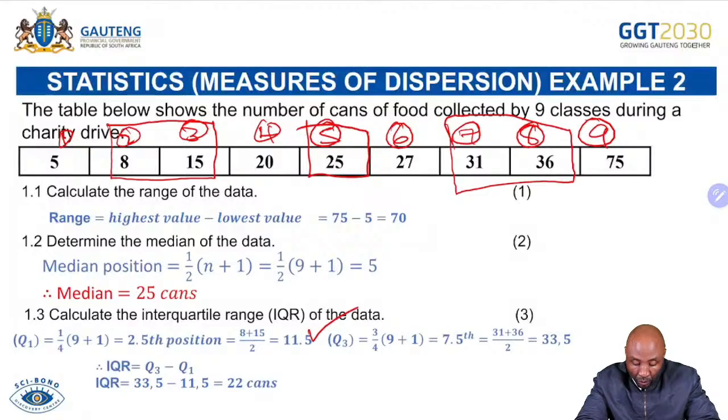Sometimes we ask about the mode. This data set will not have a mode, so if they say determine the mode, you just say there is no mode or none, because all the data items appear once. So there is no data item that has the highest frequency. All of them have a frequency of 1. So here we do not have the mode.